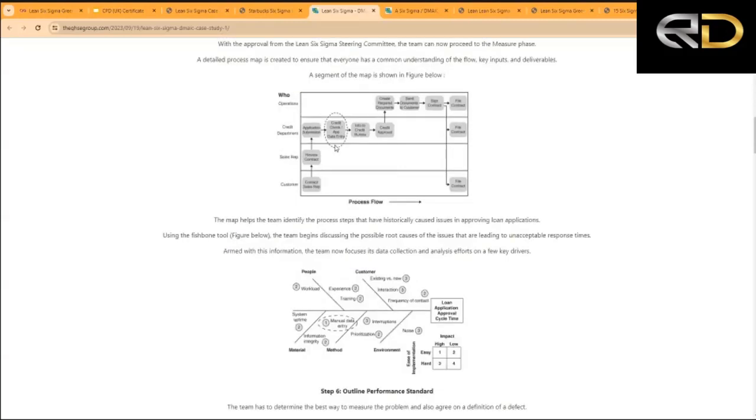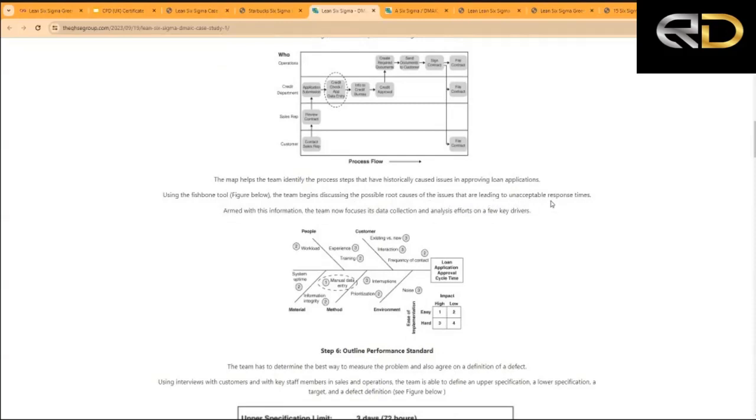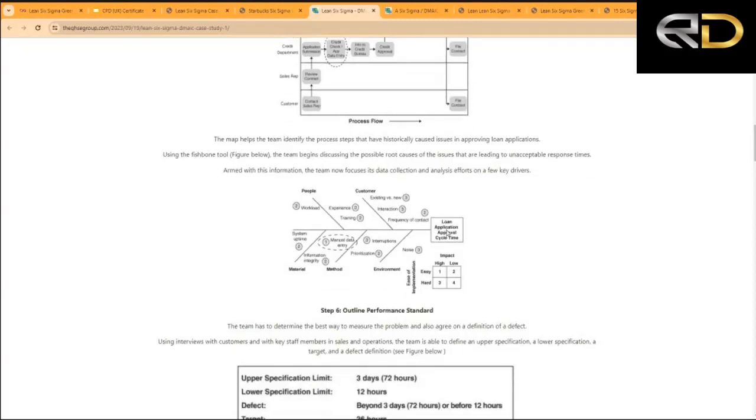How did they know it? How did they define that critical to quality? Well, using a fishbone diagram, the team began discussing the possible root causes of the issues that are leading to unacceptable response time. And then they focused. Now this is what they did. They said, okay, application approval time.